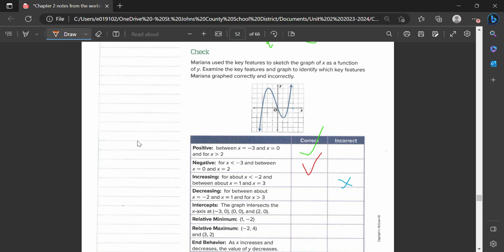All right. Decreasing, so for between about -2. So -2's right there. And 1. That's right there. So I would agree with that. That is definitely decreasing. All right, but we also have to check for when x is greater than 3. So 1, 2, 3. Well, 3, it's increasing. It's going up forever and ever and ever. So that's not possible, right? It's not an arrow pointing down. So that is incorrect.